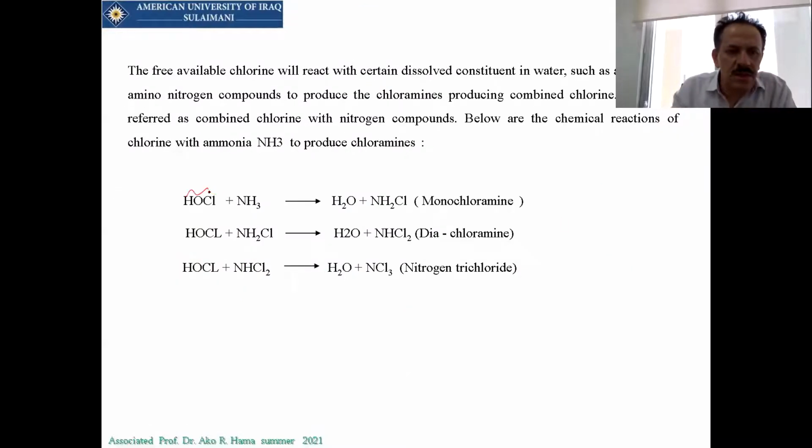Naturally, when we have ammonia, there will be monochloramine and dichloramine. This is the result of adding more chlorine.